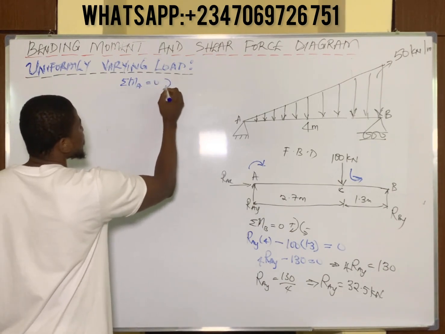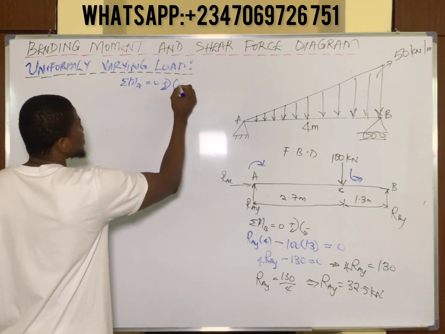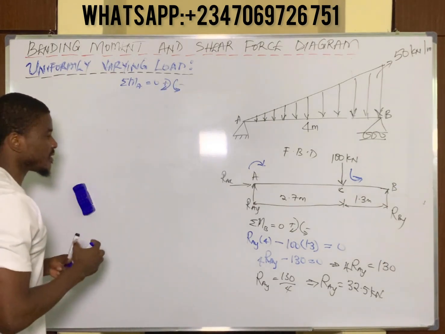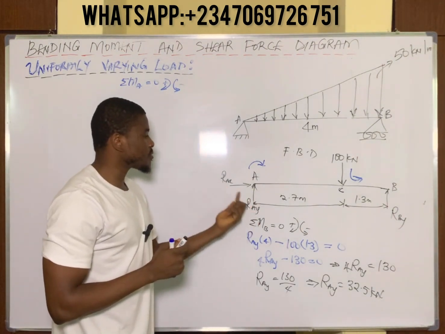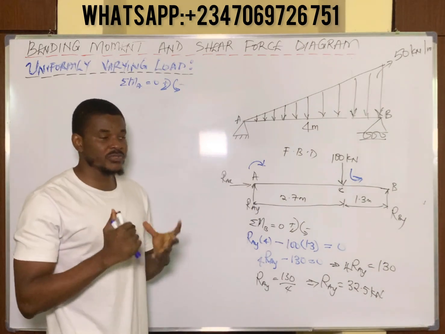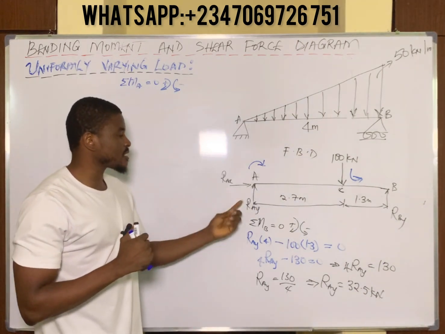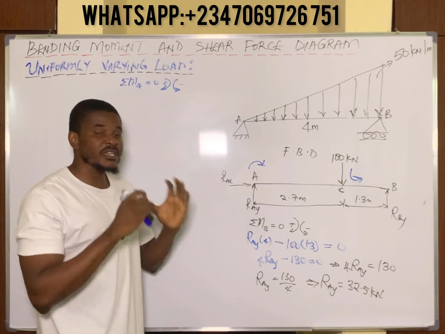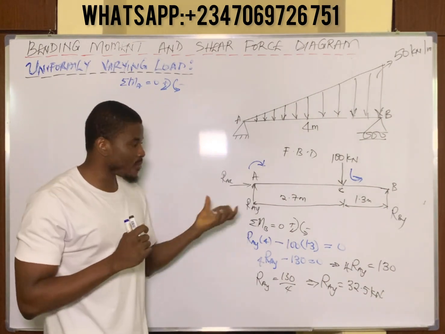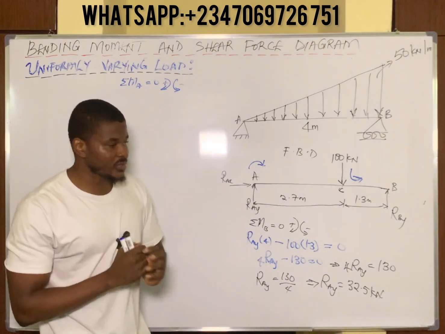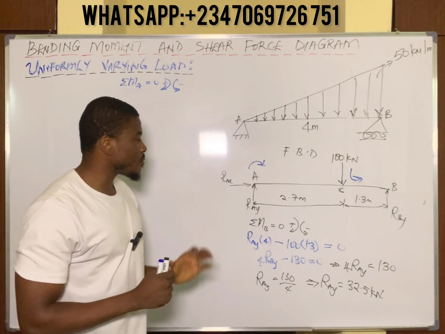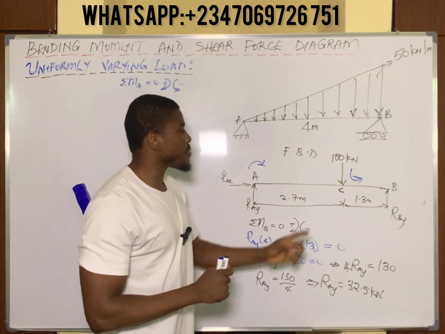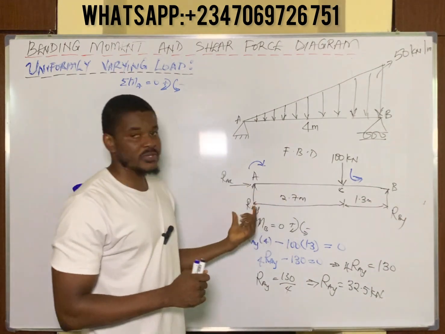Let's also consider clockwise moment to be positive, anti-clockwise moment to be negative. So if you do that, once you take moment at point A, the moment of these two forces about point A automatically becomes 0, simply because these two forces have no distance to point A. They already exist at point A. So their moment about point A equals 0. Same thing happens to the moment of this RBY about point B. So with that now, we have to take the moment of these other two forces about point A.